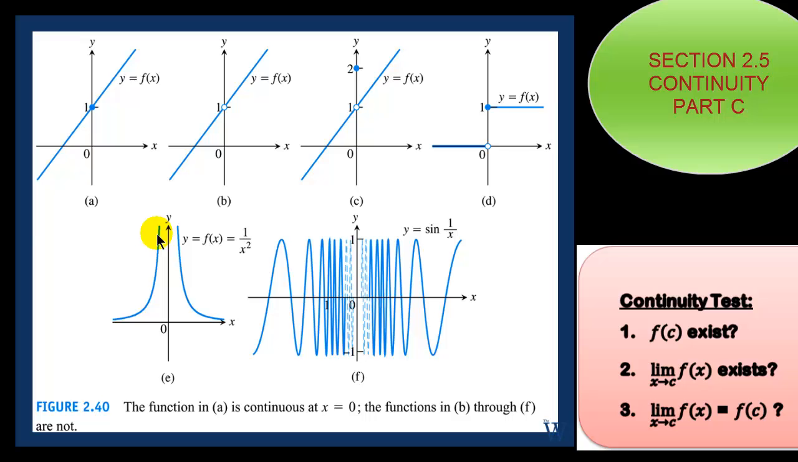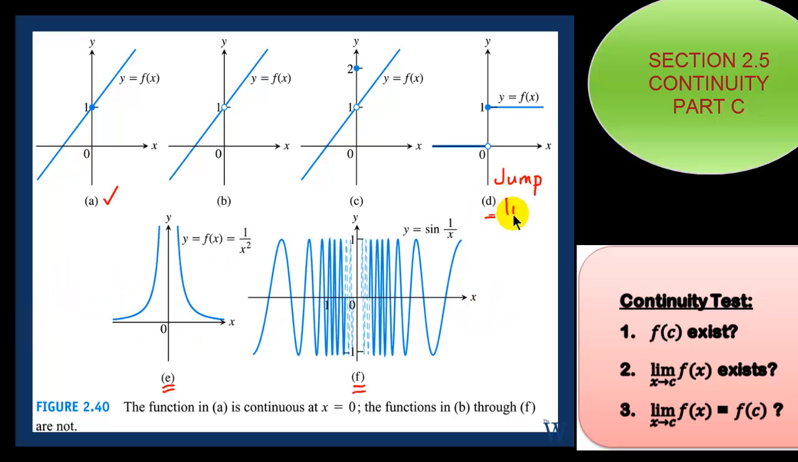To recap, what did we look at? Different discontinuities, and where have we decided that it's removable? Letter A, we know that this is the only function that's continuous. Here it's not continuous because it's not defined there. Here it's not continuous because they don't even match. Here it's not continuous because we have a jump. Here it's not continuous because the limit does not exist. So for D, E, and F, the limit does not exist.